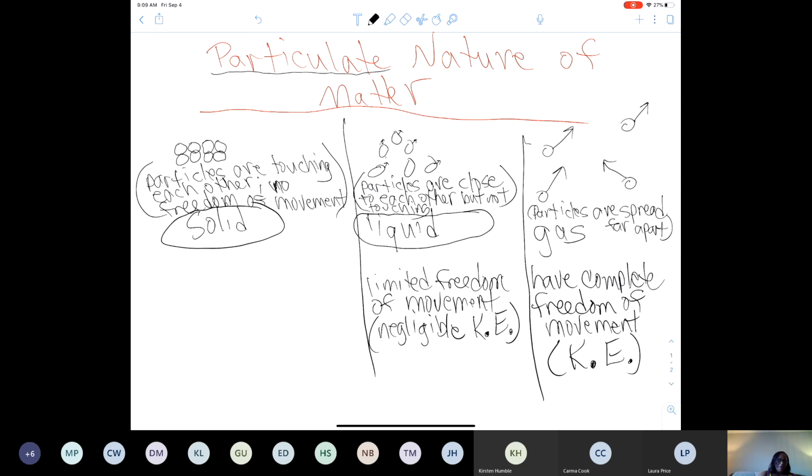And because solids have no freedom of movement, they have no kinetic energy. So solid particles do not move in relationship to each other. No movement, but solid particles can vibrate.